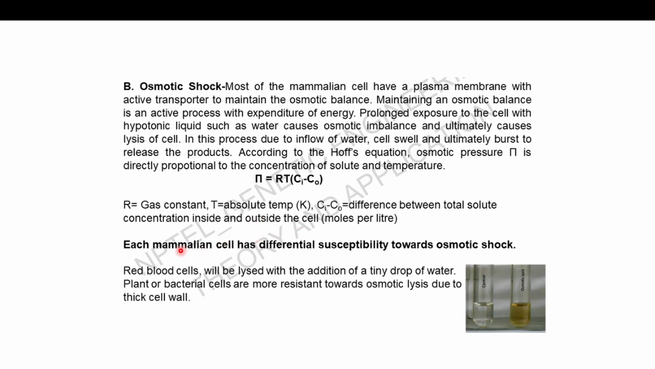Also, each type of mammalian cell has a differential susceptibility towards the osmotic shock method. For example, red blood cells can be lysed by adding a drop of water. But plant or bacterial cells, which have a robust, thick cell wall, are more resistant towards the osmotic lysis method. Red blood cells, which only have a cell membrane, can be lysed easily using the osmotic shock method.